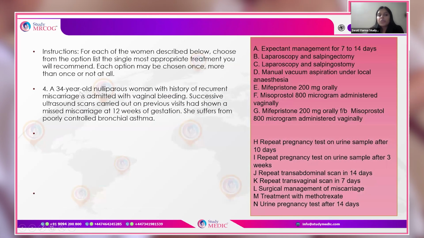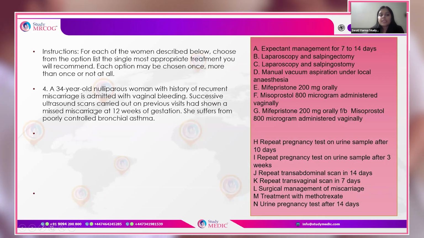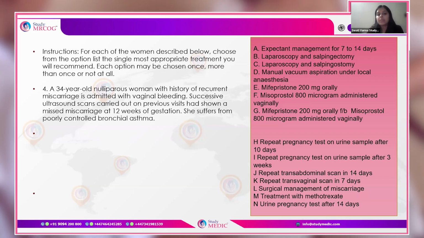Next, a 34-year-old nulliparous woman with history of recurrent miscarriage is admitted with vaginal bleeding. Successive scans carried out on previous visits had shown a missed miscarriage at 12 weeks. She suffers from poorly controlled bronchial asthma as well. So now missed miscarriage at such an advanced gestation, that is late first trimester, warrants medical management. Yes, we already discussed this.